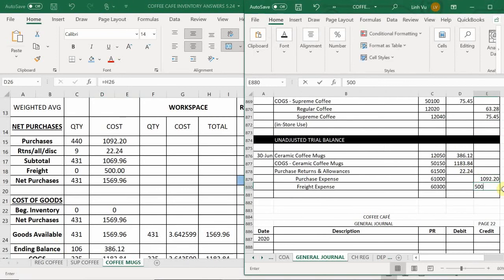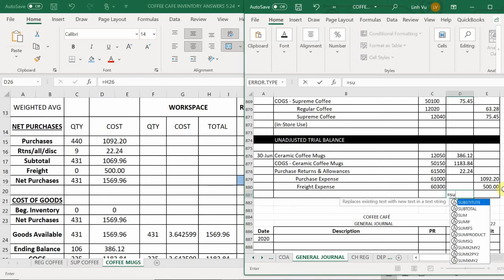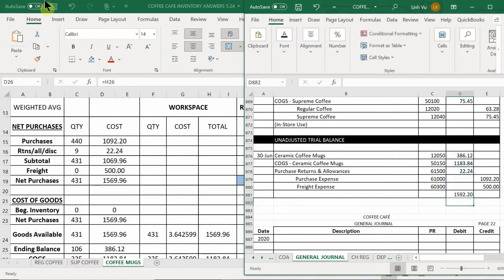1,092.20 and 500. Now let's go ahead and double check that our debits match our credits here and that we didn't leave any information out. So I got a total of 1,592.20 on the left and a total of 1,592.20 on the right. Okay, so there you go. We successfully finished our conversion entry.